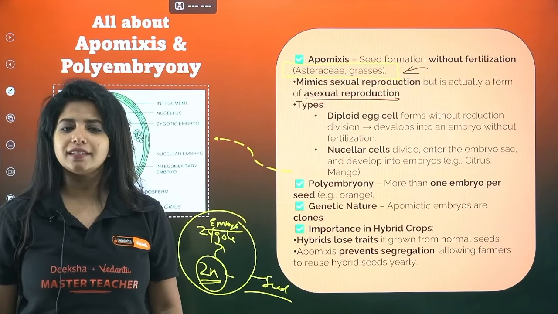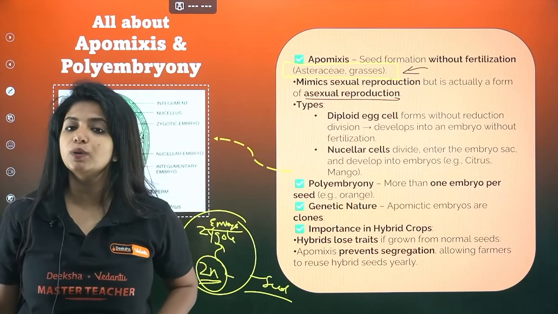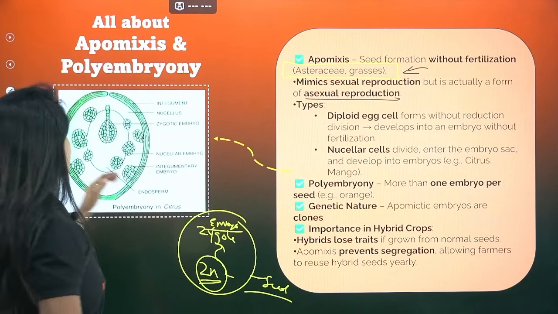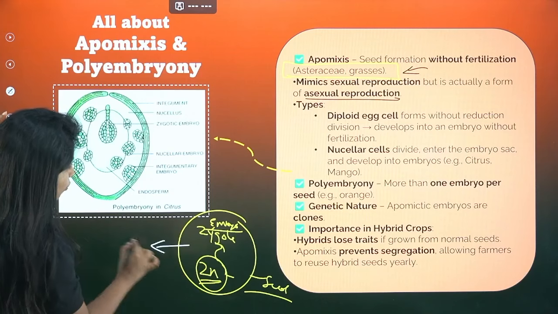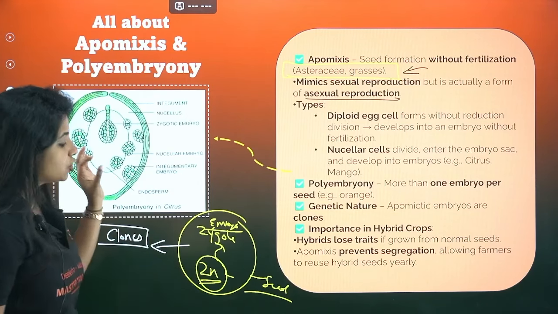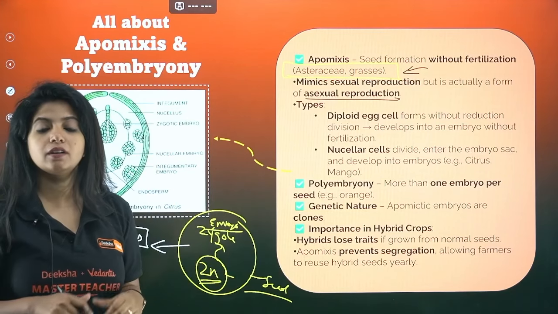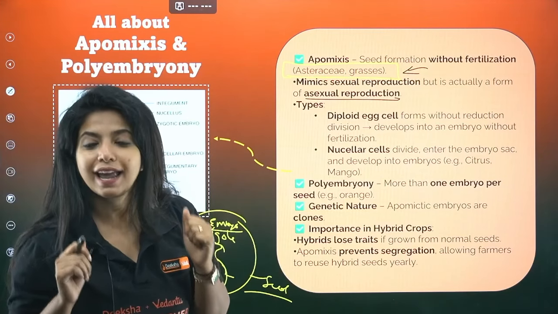But do you think they are sexually reproducing? No, Baba. It's asexual. Why? Because only one parent is being involved, and because of that, you are going to get clones over here. Just like the female parent was, all the baby plants will also be like that.